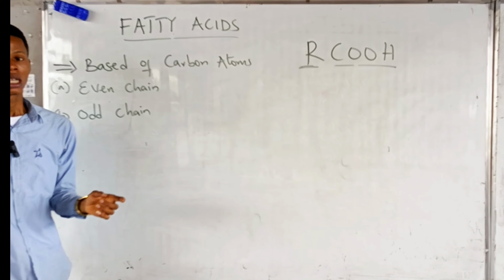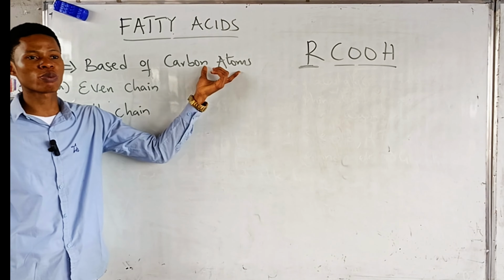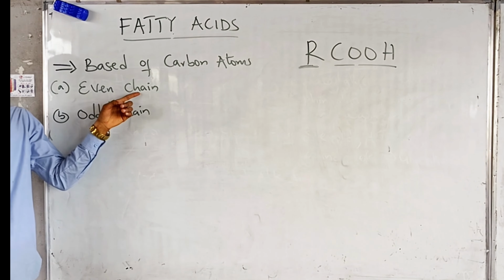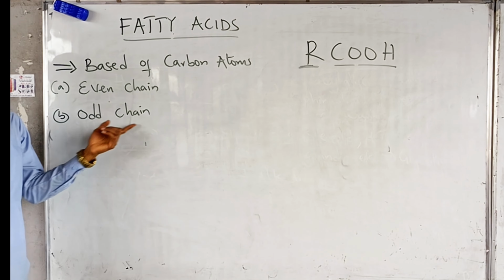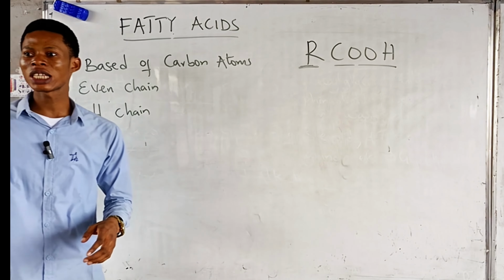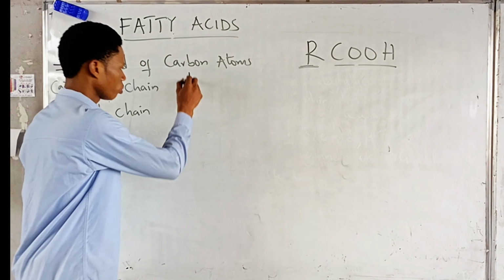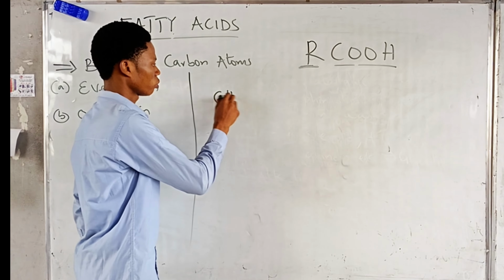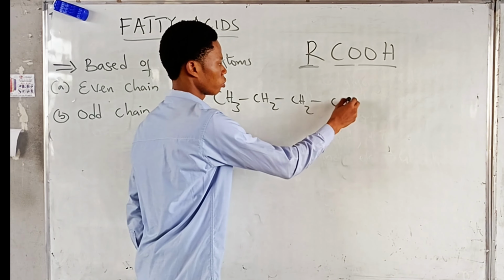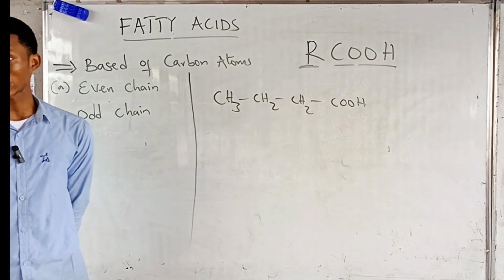That's fatty acid. Now, we can classify fatty acids based on the total number of carbon atoms present, into even chain fatty acids and what? Odd chain fatty acids. Now, the even chain, you know, it contains an even number of carbon atoms, right? Take for example, if you have something like this. Is this a fatty acid? Look at it very well. This is a fatty acid, right?